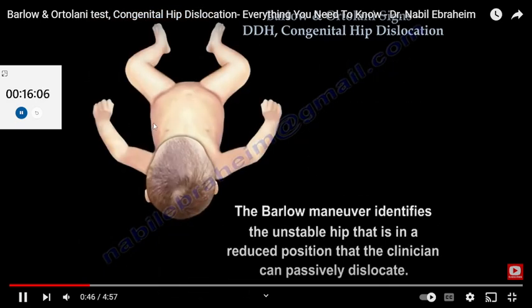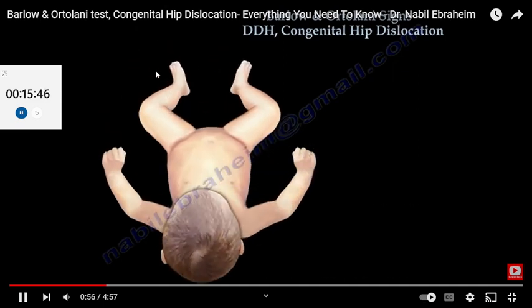Then in the Barlow, we were pulling the femur out of the acetabulum, and in the case of Ortolani, we were pushing the femur head back into the acetabulum. The Barlow maneuver identifies an unstable hip that is in a reduced position that the clinician can possibly dislocate. So this is the point where the clinician or the physician is going to perform the maneuver.